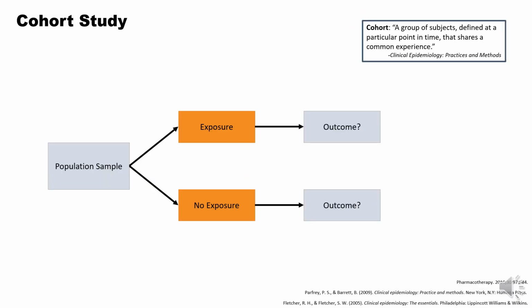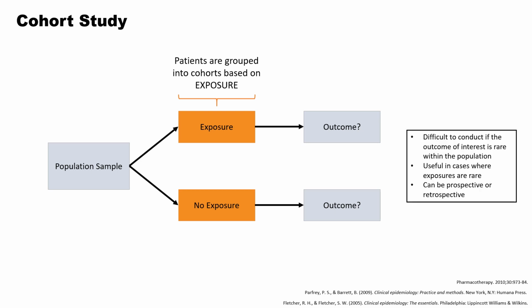So a cohort is a group of subjects that is defined at a particular point in time and that shares a common experience. So in a cohort study, there is a population sample, and the patients in that population sample are grouped into cohorts on the basis of their exposure. And then those patients are followed to determine whether they experience some outcome of interest.